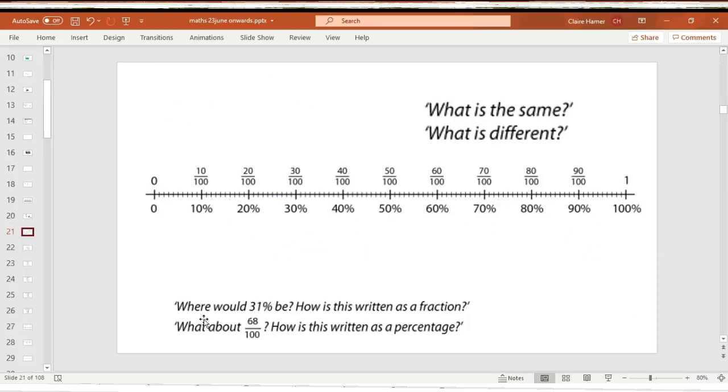So look at this number line. Last week and earlier this week we were looking at fractions and decimal equivalents. Now on this number line you can see fraction and percentage equivalents. So it goes up in hundredths: 10 hundredths, 20 hundredths, 30 hundredths. And underneath you can see the percentage that's equivalent. What's the same and what's different about this number line?